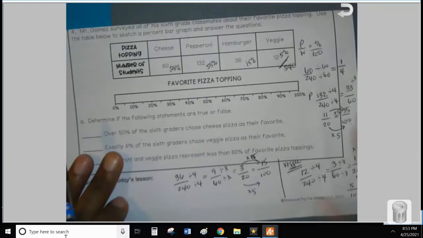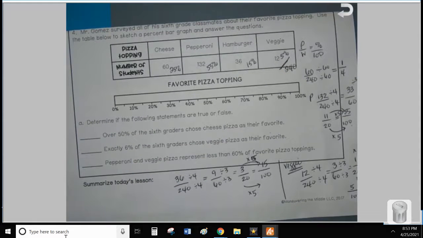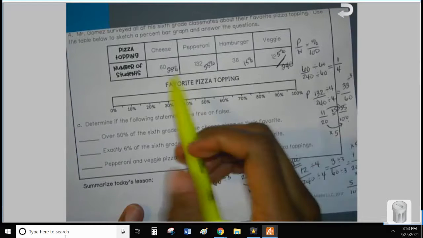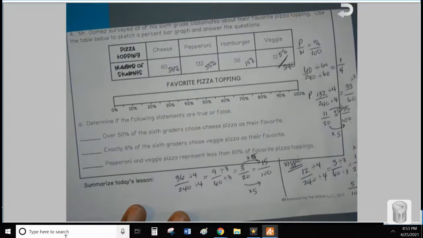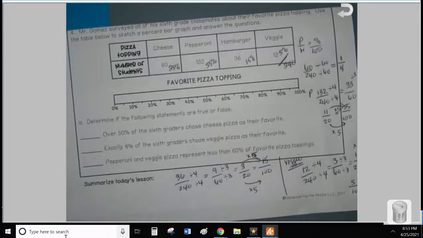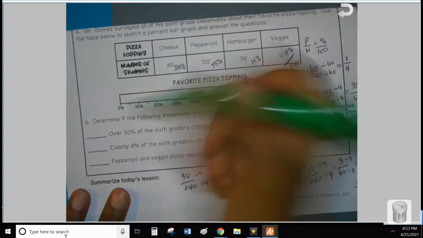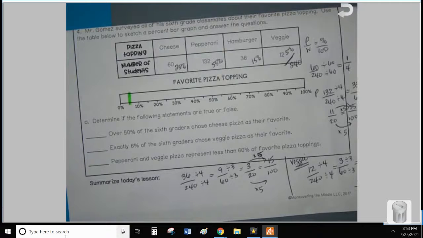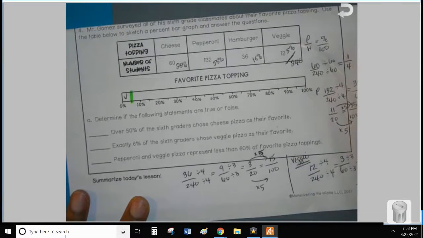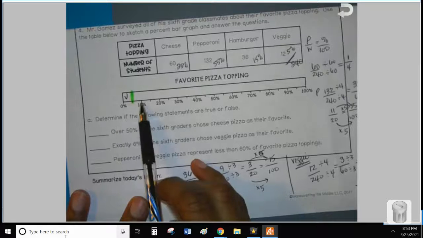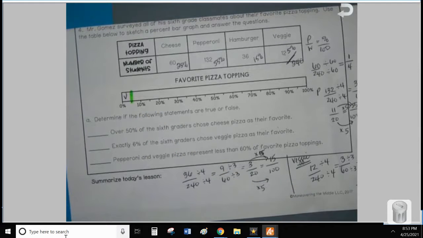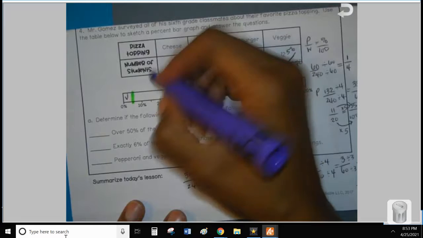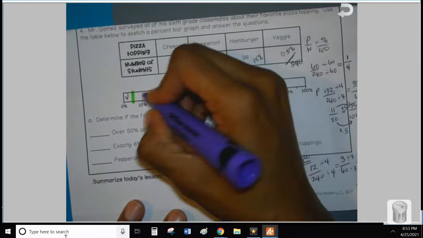So how do I build this percent bar? Okay, I'm going to color code it. Am I going to start with cheese? Nope, I'm going to start with veggie, because veggie is 5%, and we're counting by 5s. So I'm going to go from 0 to 5. This is going to represent my veggie. Then I have hamburger, which is 15. So I'm just going to count by 5s. 5, 10, 15. It'll stop at 20. So this is my hamburger part.